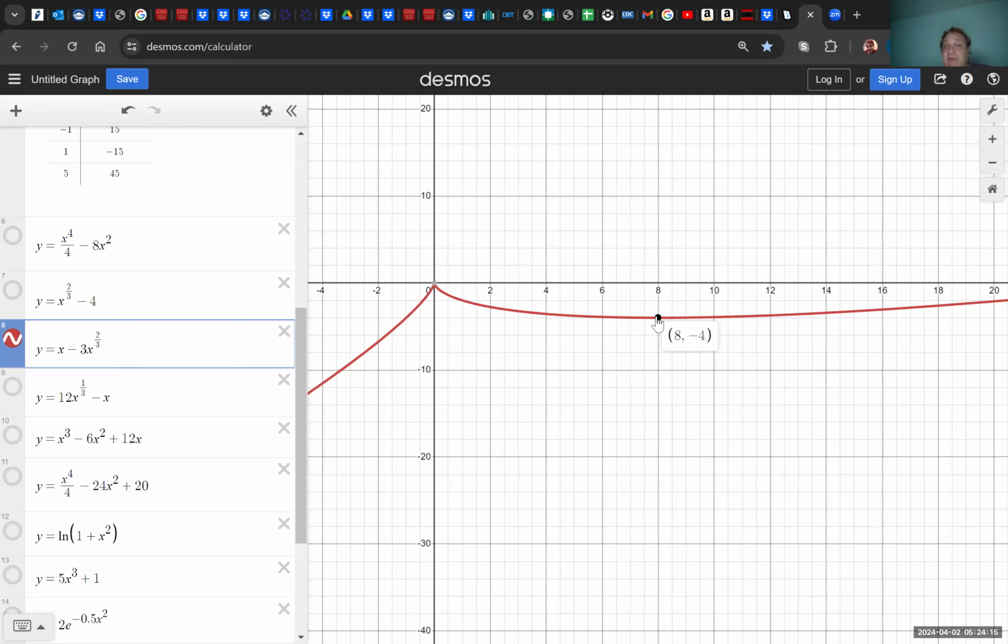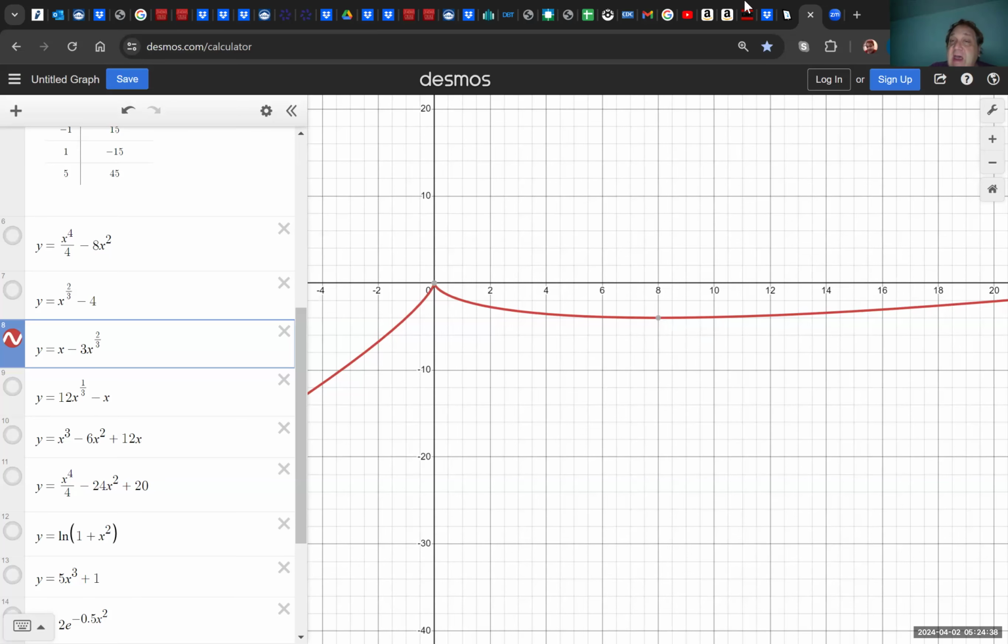And you can see perhaps in this region, the y values here are higher than negative 4, right? The y value here is negative 3.9. The y value here is negative 3.8. This is the lowest, the minimum y value right here when x equals 8 and y equals negative 4.